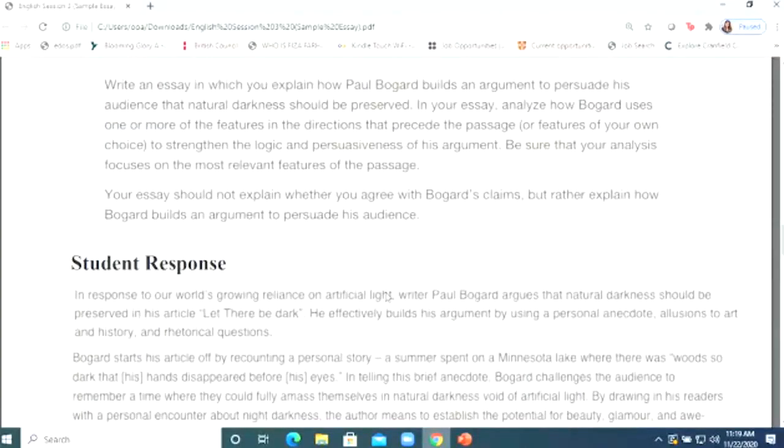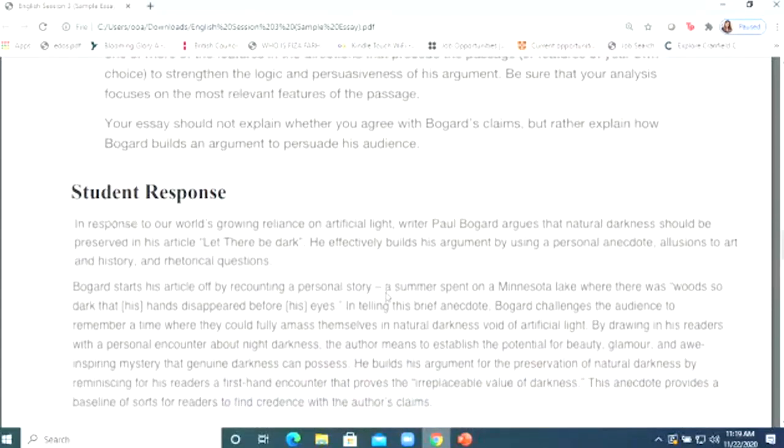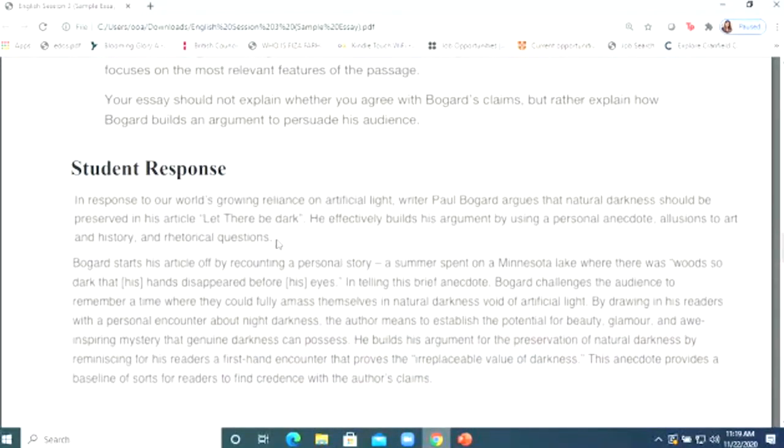So, guys, please keep this in mind that when you are providing an analysis of the author's argument, your opinion, your personal ideas, your personal agreement is not required in the essay. Now, let's go to the student response and see what is something that the student has done so well that we should all be following when it comes to practicing our SAT essay. Look at the student response.